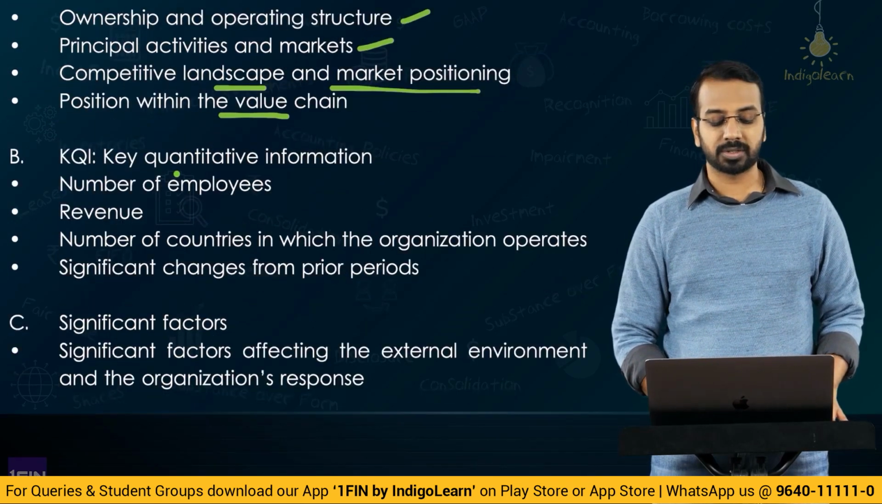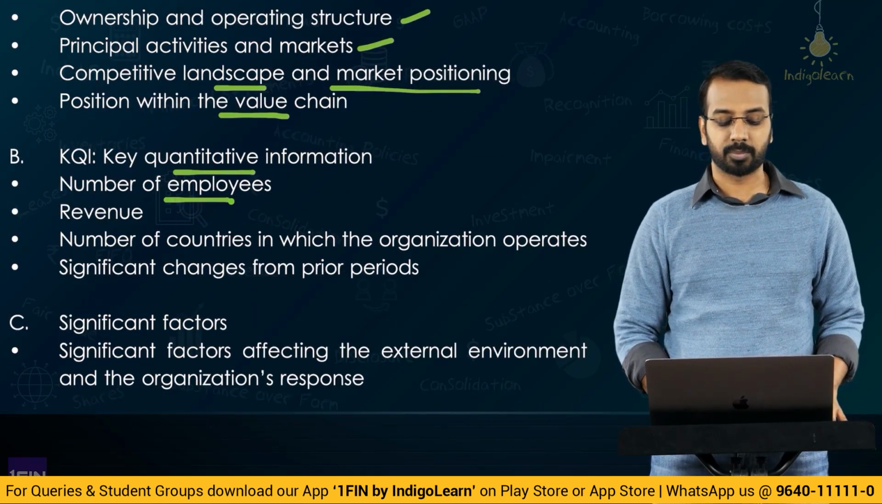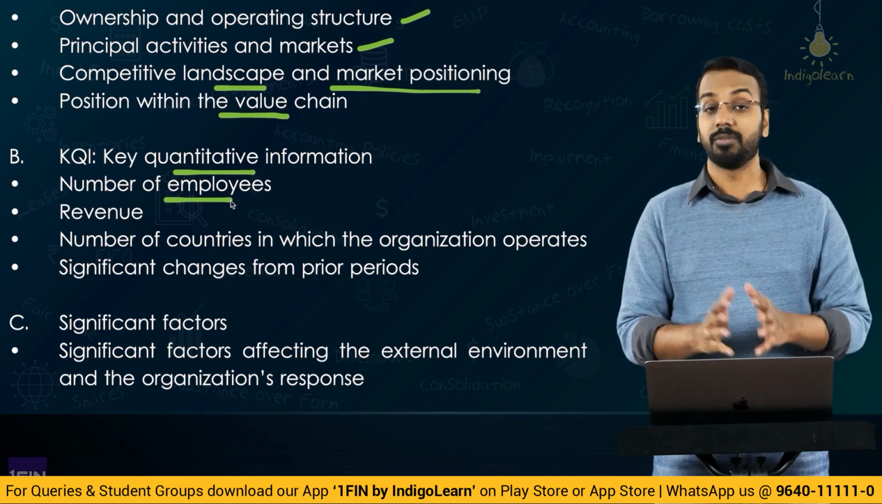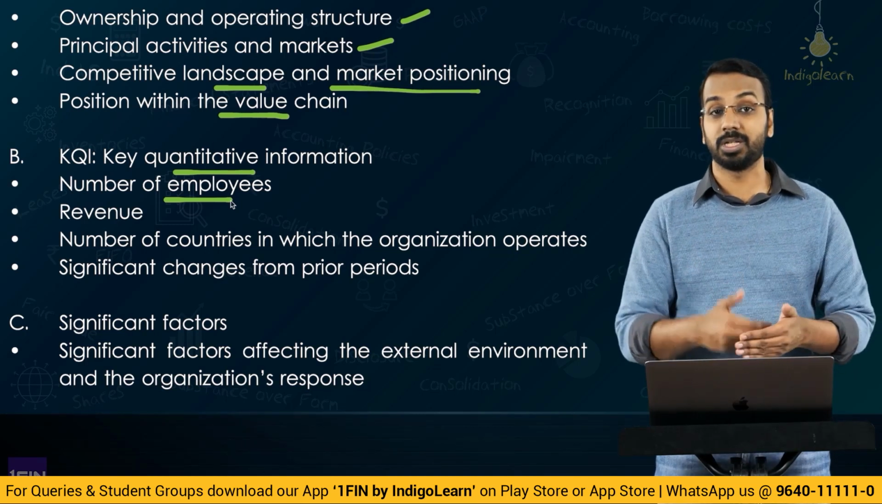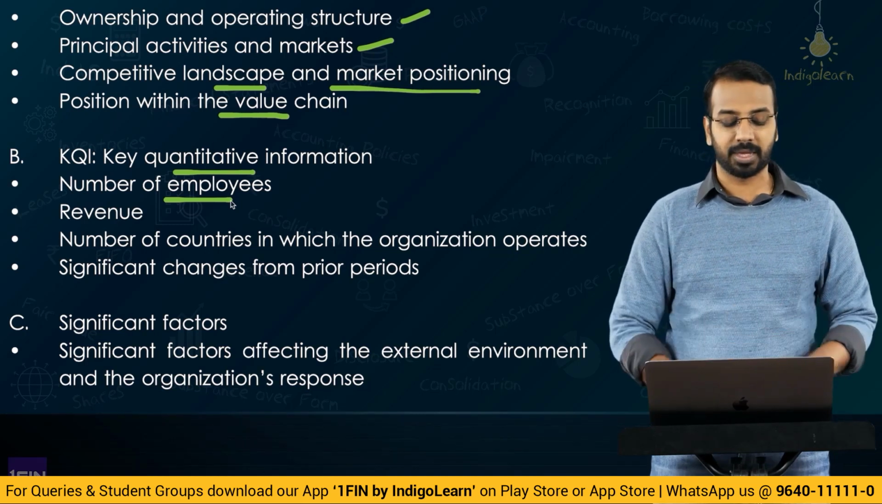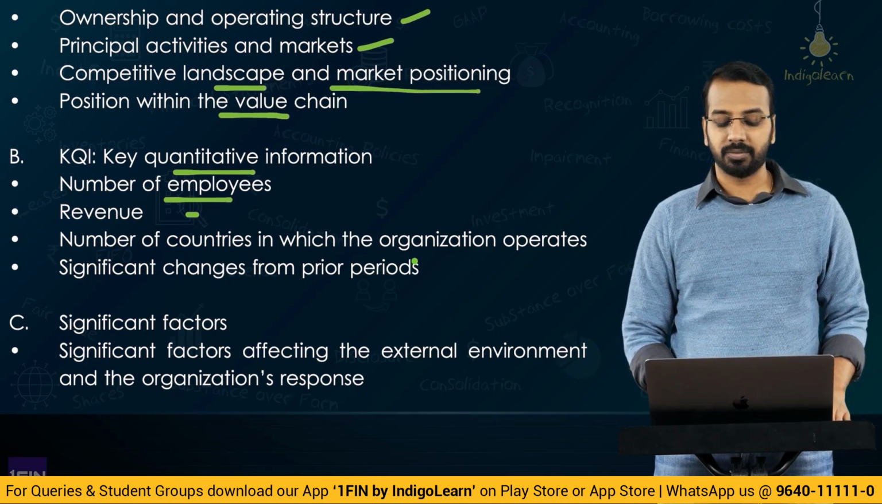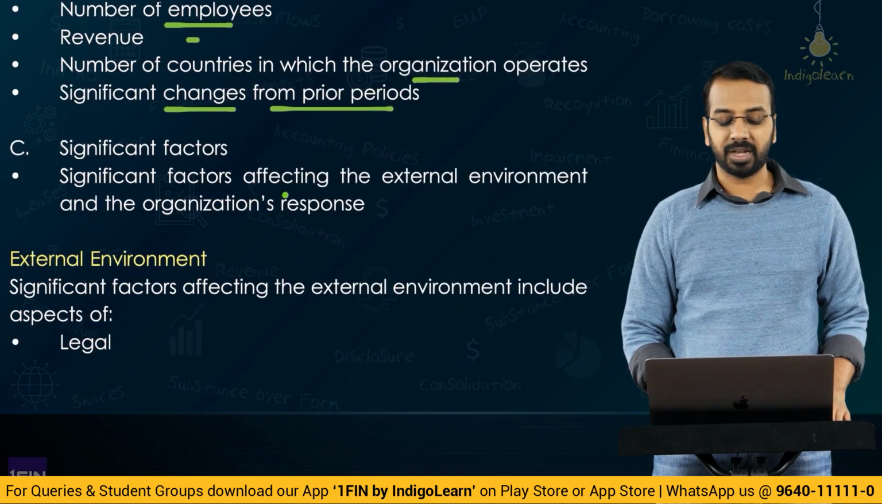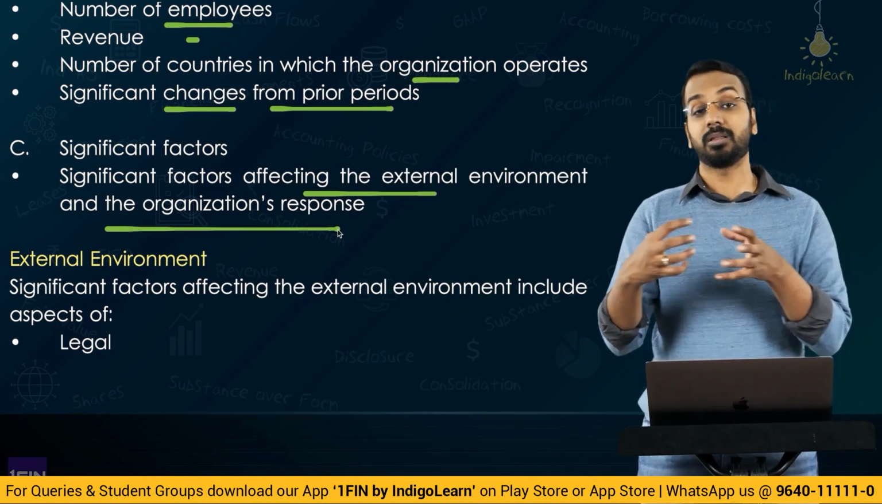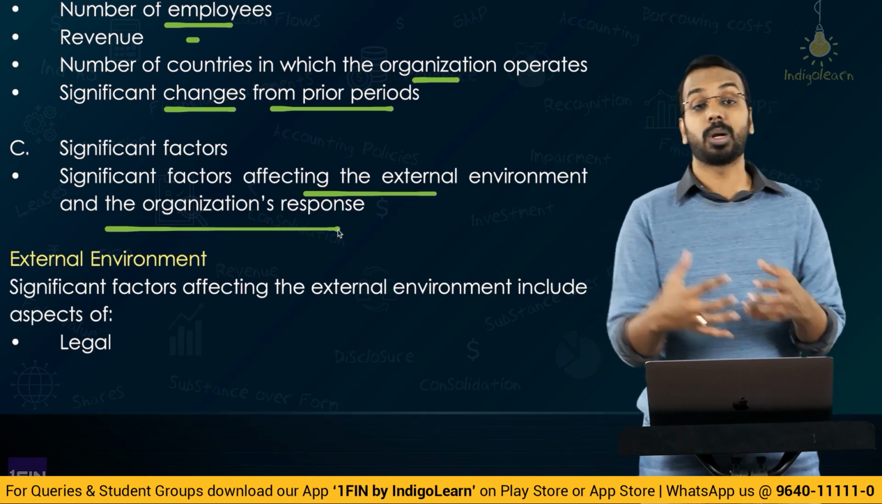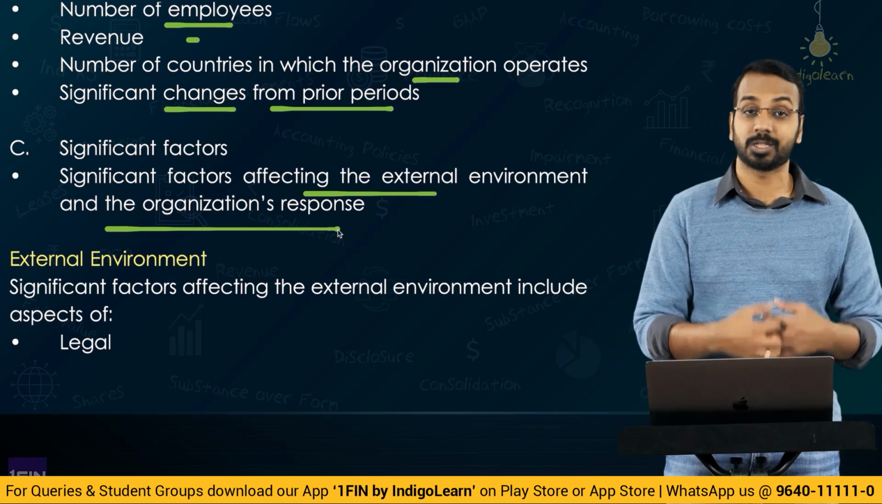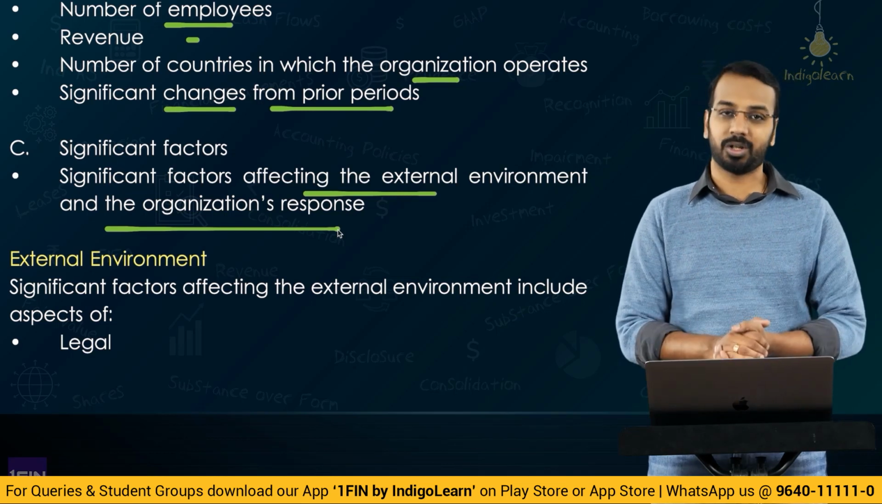Then you can also give some quantitative information like number of employees. You can give the breakup of employees. We saw in the annual report the breakup of employees, full-time, part-time, senior management and all of that. Then revenue, you can add profitability and all of that. Number of countries in which it operates, significant changes from prior period. Then significant factors affecting the external environment and the organization's response. What all is happening in the external environment, what are the risks, what are the opportunities, and what is our response. That is an overview of the organization.